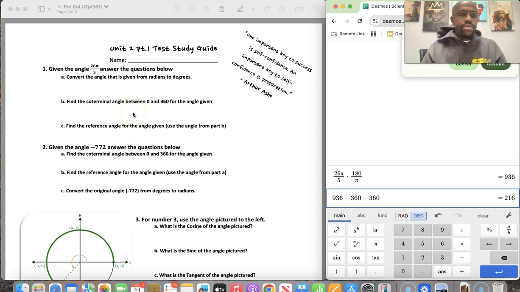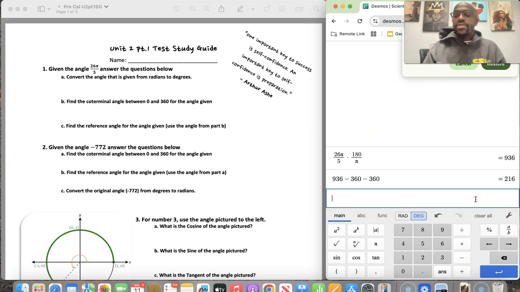Now, part C says find the reference angle for the angle given. Use the angle from part B. So for the reference angle of 216 degrees, you got to think about what quadrant that's in. 216 is in quadrant 3 because it's greater than 180, but it's less than 270. So in order to find your reference angle for an angle in quadrant 3, you're going to take the angle minus 180. So then that answer will be 36 degrees.